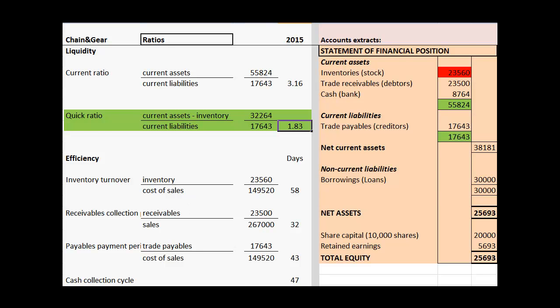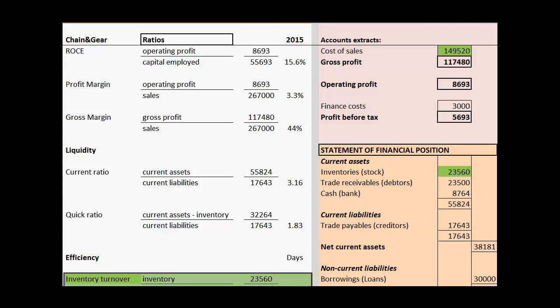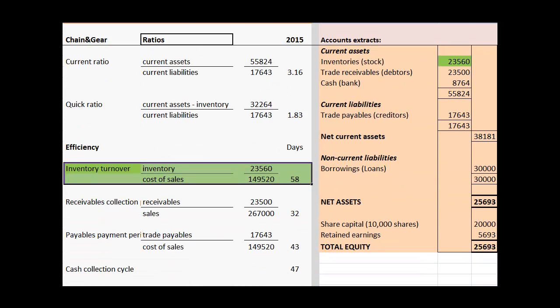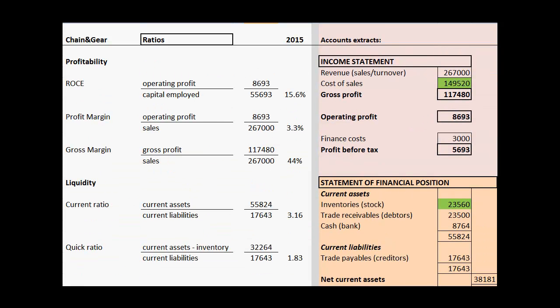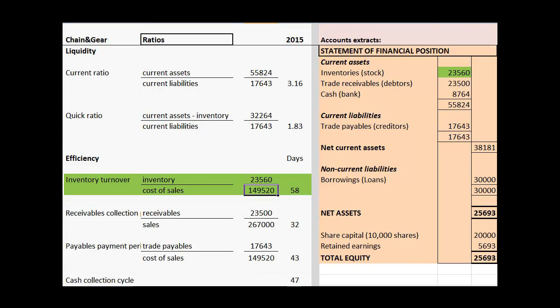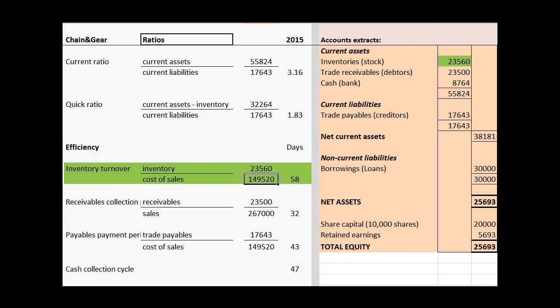Next, we're going to look at what we call efficiency. And we're looking at inventory or stock turnover. We have inventory divided by our cost of sales. Well, our inventory figure is 23,560 and our cost of sales is 149,520 pounds, as we can see from our income statement. And this time we multiply the result of those two numbers by 365 days to get the number of days for our inventory turnover, which is 58 days.